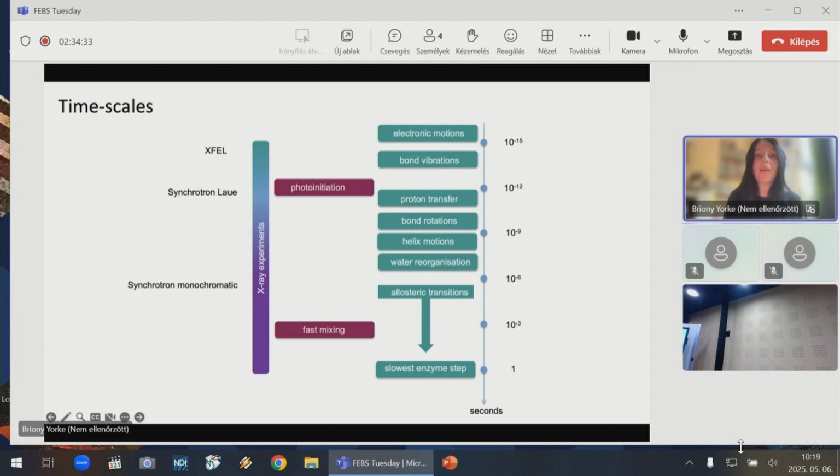So Laue experiments were really the first time-resolved experiments that were performed in earnest, and Laue radiation can get down to picosecond time resolutions. And we can also still use synchrotron monochromatic beamlines if we're interested in the millisecond to microsecond time regime. So in our experiments, we're really interested in understanding how the very fast photochemical changes can then result in structural changes throughout the entire protein at slower time scales.